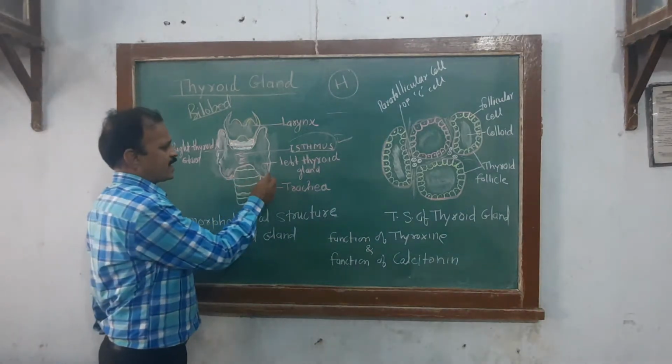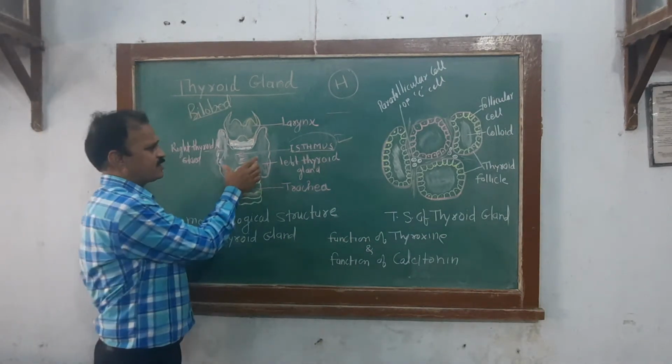So, what I say about it is a bilobed gland, it consists of 2 lobes.